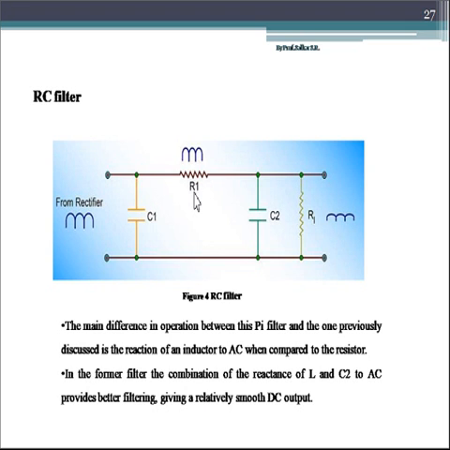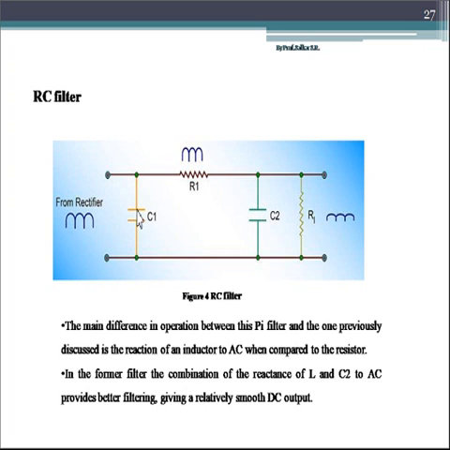So now what we have to do over here, we have to set the resistor, or use the value of resistor, such that it gives us the filtration by the amount which we require. Now when the output of rectifier, which is this type of waveform, comes to the input of RC filter, it is first given to C1.